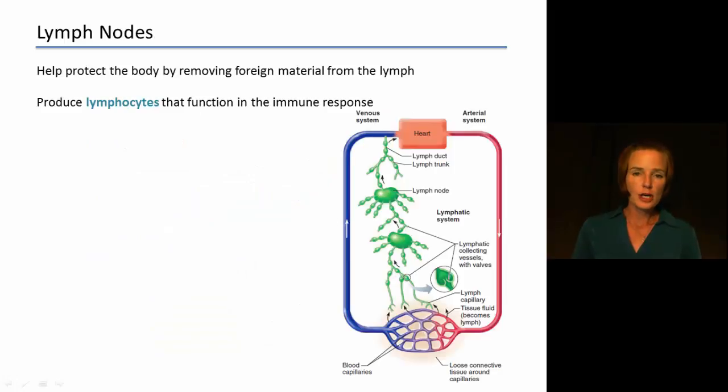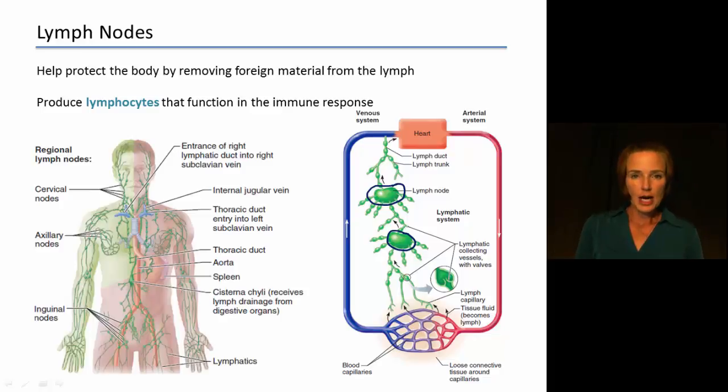The lymph nodes are going to be working right there with the lymphatic vessels, and their job is going to be to help protect the body by removing or filtering out foreign material from the lymph. Now, when we look at these structures, they are enlarged structures, and we can see several of them here in green. And so the lymph is going to be filtered through them, and they're removing those foreign materials, and they produce lymphocytes that function in the immune response.